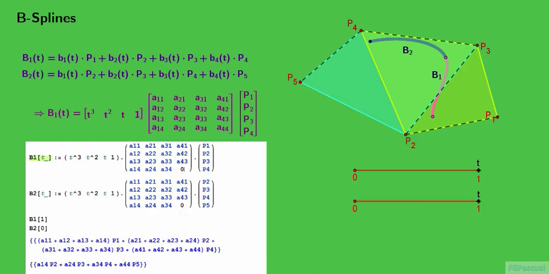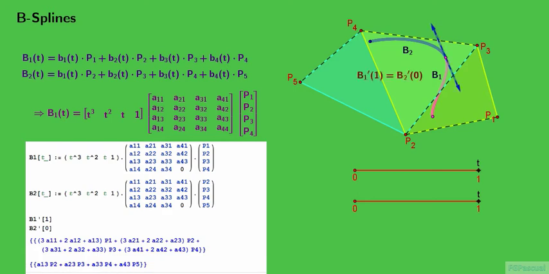Using this slightly improved version of the matrix, we take a look at B sub 1 prime of 1 and B sub 2 prime of 0, and we evaluate these two quantities. These two expressions are supposed to be equal. What that means is that the two segments capital B1 and capital B2 meet smoothly at the junction point, or that there is a tangent line at that point.